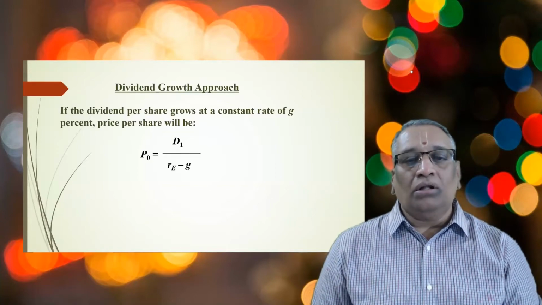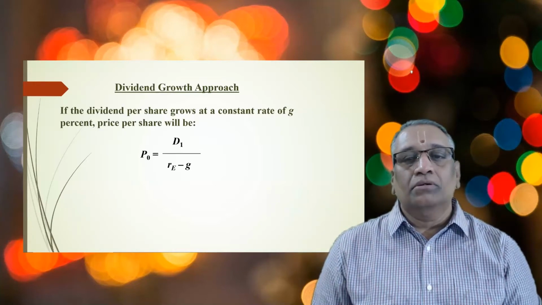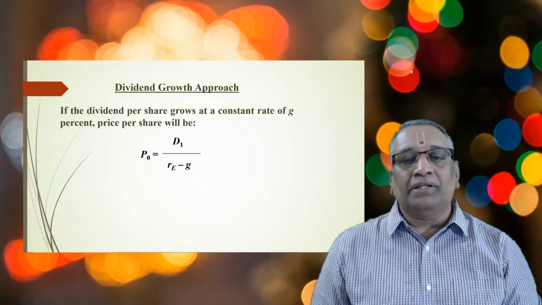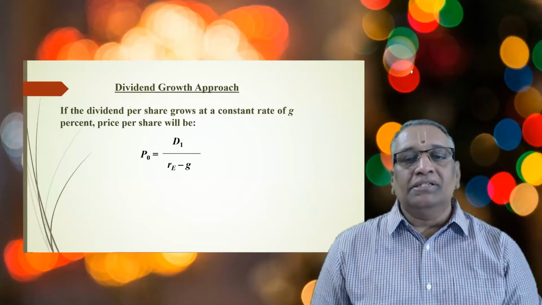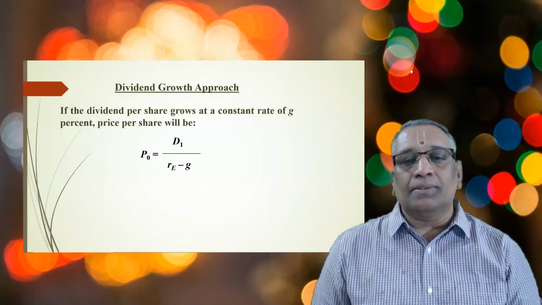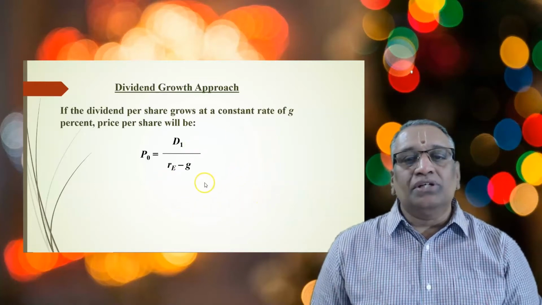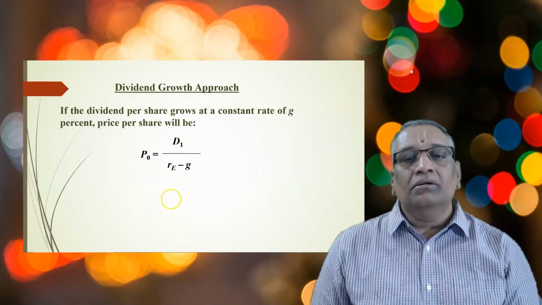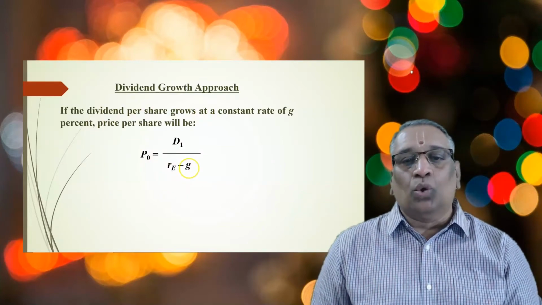That is, P naught is nothing but current market price, which is equal to D1, that is the amount of dividend a year hence, the expected dividend a year hence, divided by RE, that is cost of equity, otherwise called the return expected by the equity shareholders, minus growth rate. So by using this equation, we are discounting the estimated dividend a year hence by the difference between the return expected by the shareholders minus growth rate.